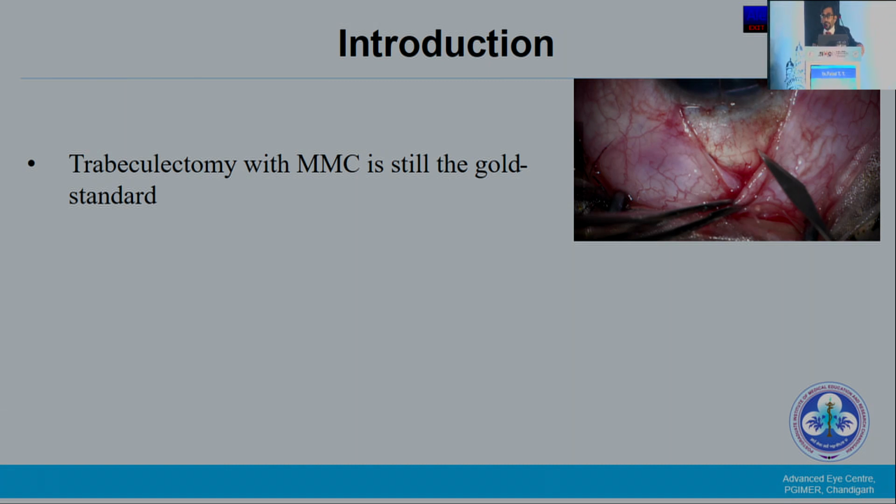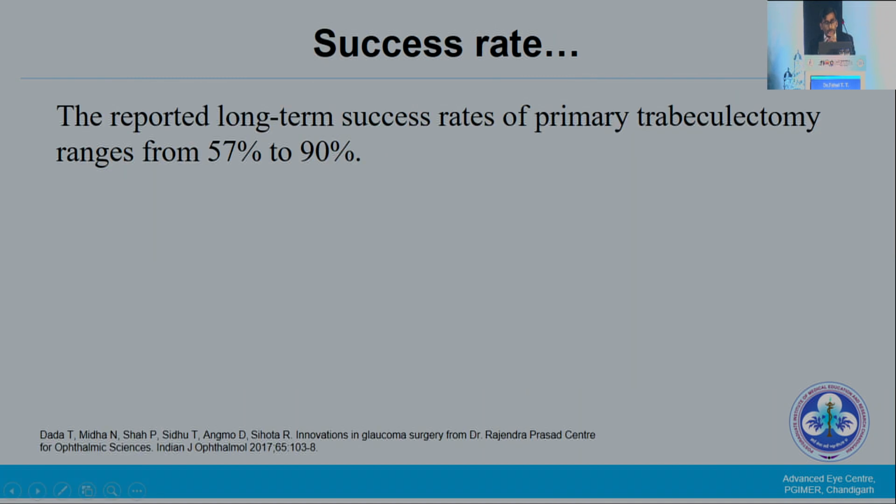So even in the time of mushrooming of multiple minimally invasive glaucoma surgeries, trabeculectomy with MMC is still the gold standard. We all prefer trabeculectomy as a first-line procedure in most cases. Even in experienced hands, the long-term success of primary trabeculectomy ranges from 57 to 90%.